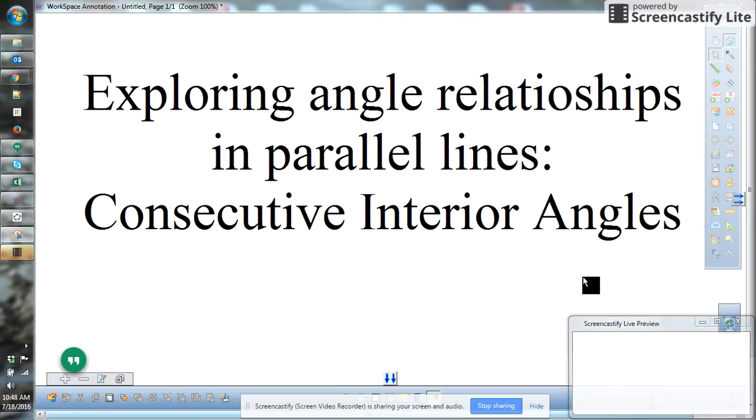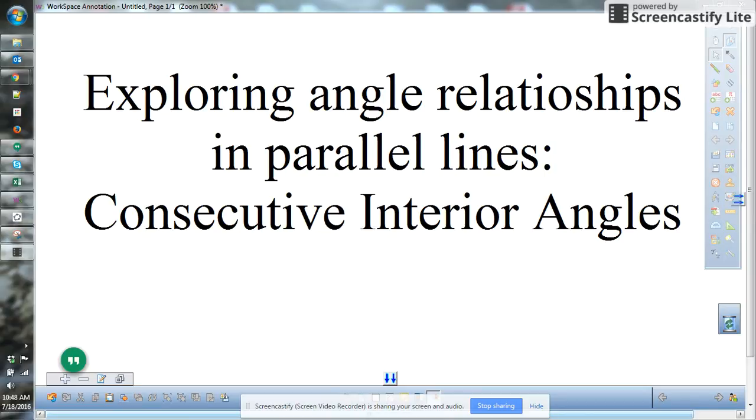Okay, today we are going to talk about consecutive interior angles. This is going to be one of the angle relationships that you're going to see in parallel lines that are cut with a transversal. Let me just show you really quick what I mean when I say those words, because that was a whole bunch of math jargon.